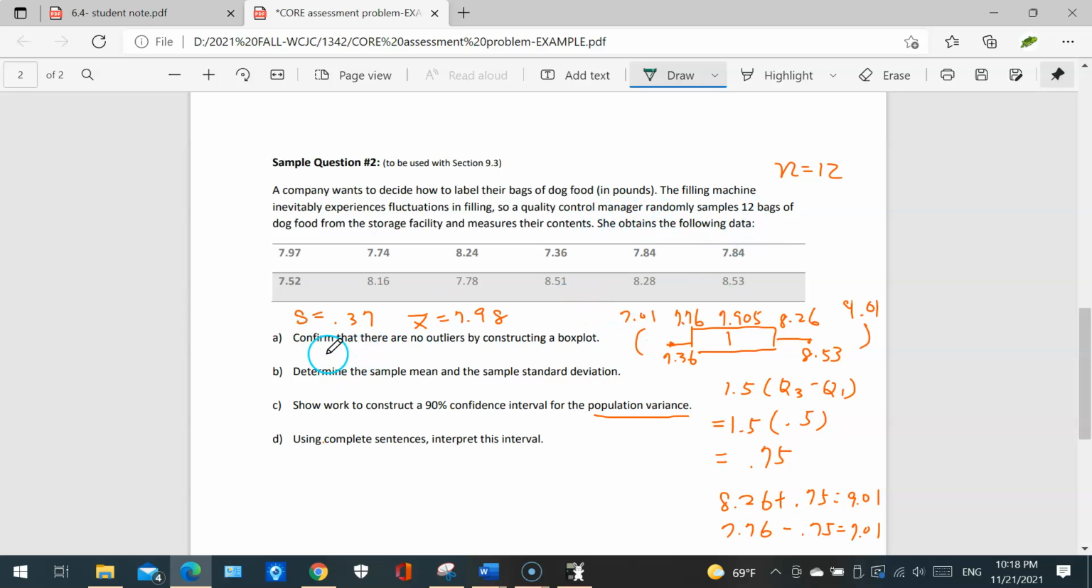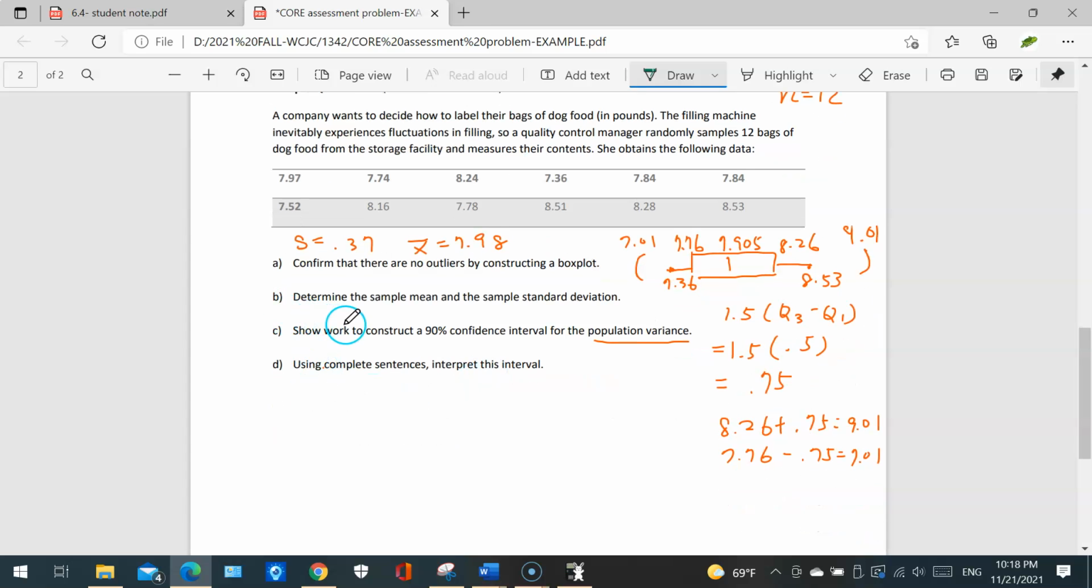Now confirm whether it's an outlier or not by using the box plot. Determine the sample mean and the sample standard deviation. Show the work to construct the 90% confidence interval for the population variance. And using a complete sentence, interpret this solution.